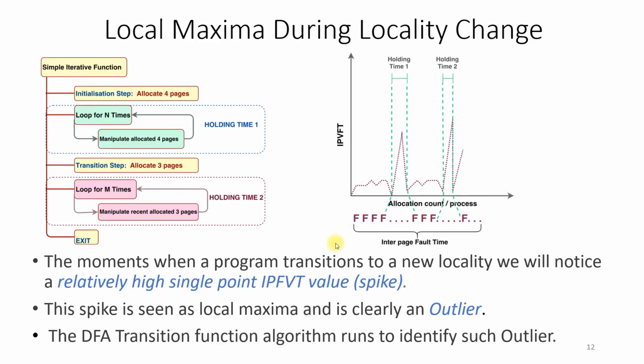The local maxima during the locality change. At the moments when a program transitions to a new locality, we will notice a relatively high single point IPFET value. These spikes can clearly be seen as outliers. Our transition program runs to identify such outliers. In this example above, when we move from the holding time to the next transition step, when the IPFET is plotted on the y-axis, you can clearly see a spike.